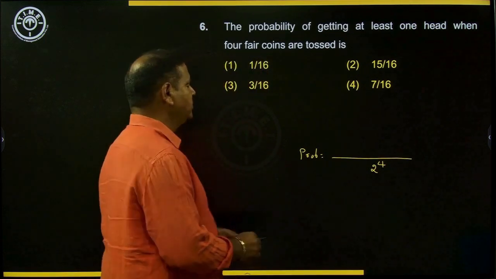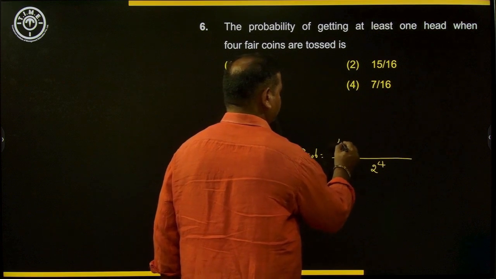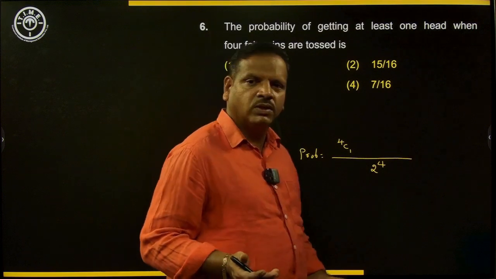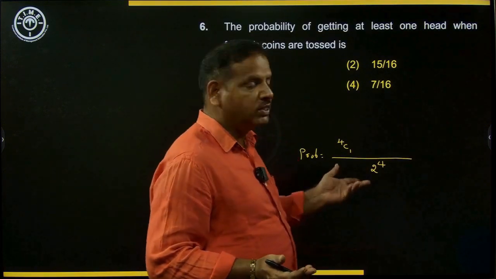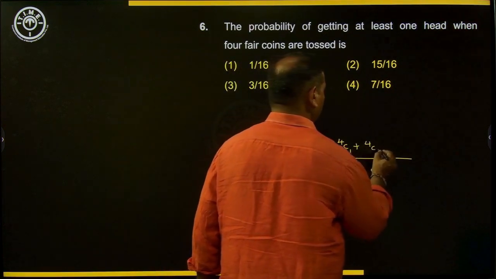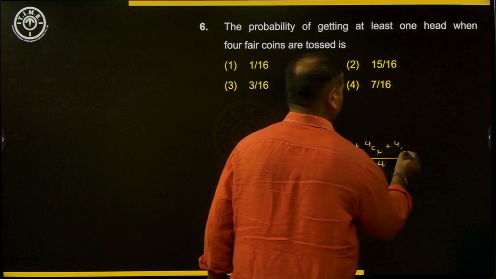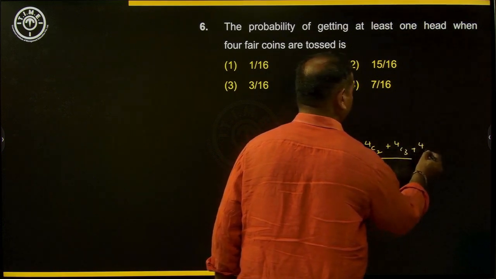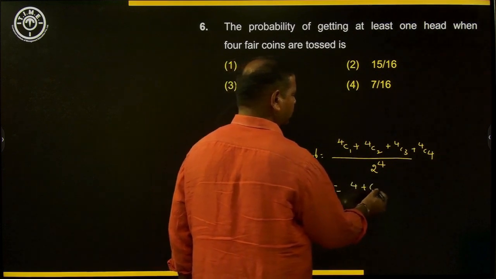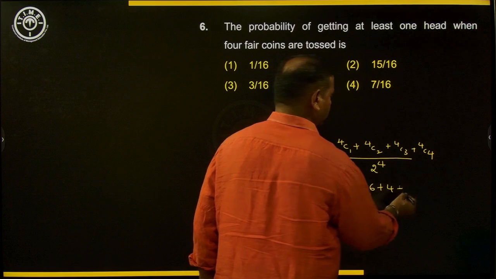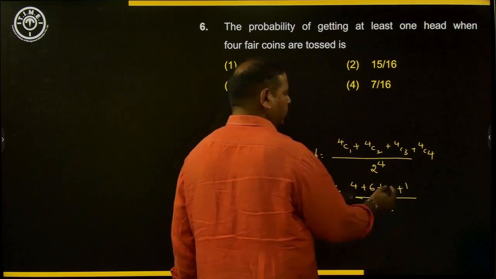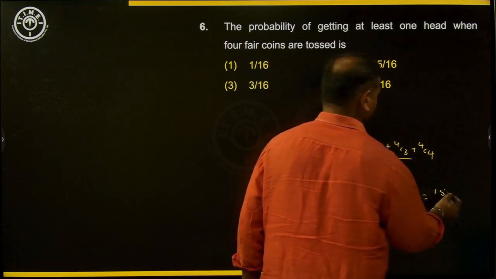At least 1 head means what should you write here? Getting 1 head, what do we write? 4C1. When there are 4 coins, every coin has 1 head. Suppose 4 heads, out of 4 heads getting 1 head. Next, we may get 1 head or 2 heads or 3 heads or 4 heads. At least 1 head means 4C1 is 4, 4C2 is 6, 4C3 is 4, 4C4 is 1. The total is 16. 4, 10, 14, 15. 15 by 16 is the answer.